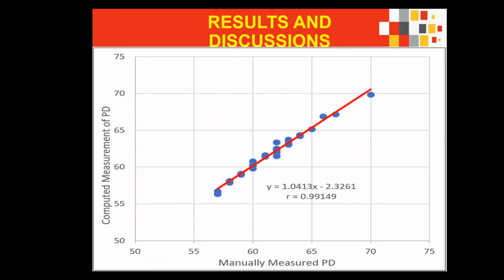For the scatter plot of the study, or rather the data, we could see that there is huge correlation between the data, since the data that was gathered was subjected to regression analysis. As we could see, there is a regression value of 0.99149. The data itself shows that there is a very close correlation between the actual values, using the ruler to measure the pupillary distance of the subject, while the blue dots in the graph denote the results from the automated, or rather computed, pupillary distance of the subject. So we could see that the values are very close.